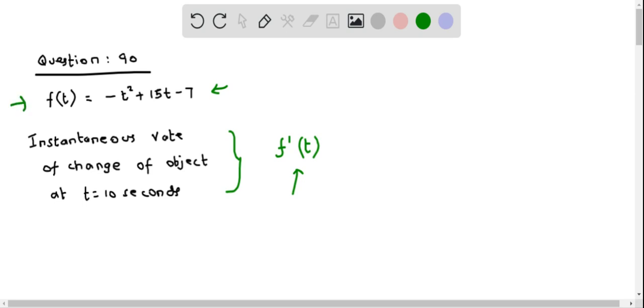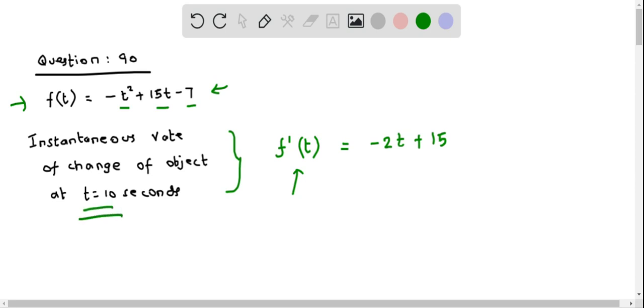So let's find the first derivative of f of t. We have to differentiate each term with respect to time. Differentiation of negative t squared with respect to t, using the power rule, becomes negative 2t, plus we have 15t. Differentiation of 15t is 15, and differentiation of t is 1. Finally we have negative 7, which is a constant, so differentiation of a constant is 0. So this is the instantaneous rate of change function.